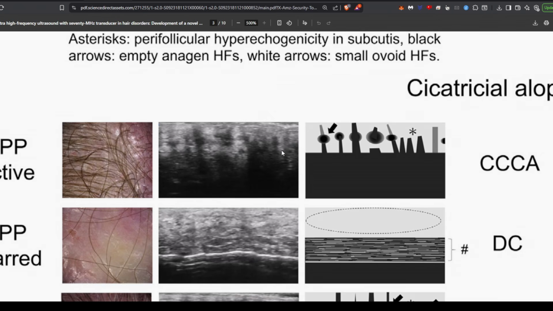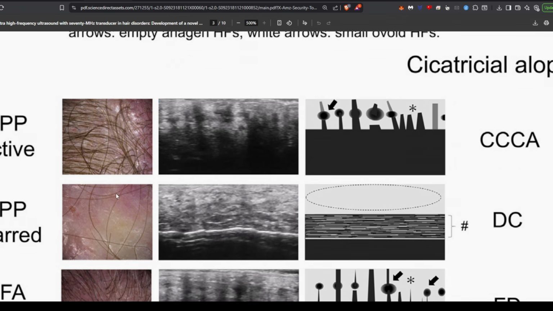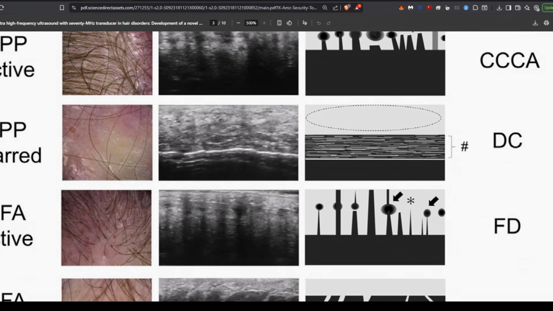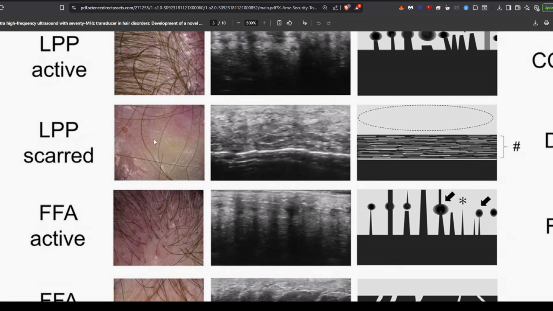Because what happens is that if you're noticing an inflammation occurring in the stem cell bulge area, which is typically towards the top of the hair follicle, that means if that is scarred or destroyed, the hair follicle may never grow again. So this is LPP, Lichen planopilaris, when it's active. Lichen planopilaris over here, when it's scarred.